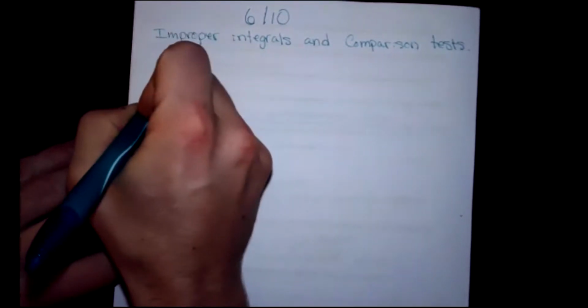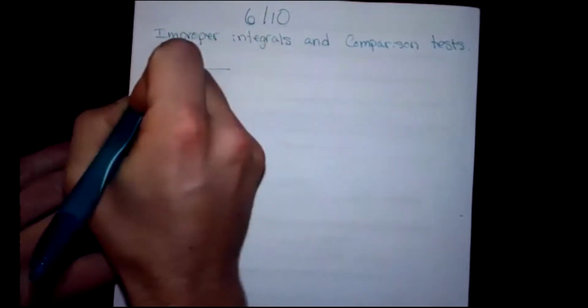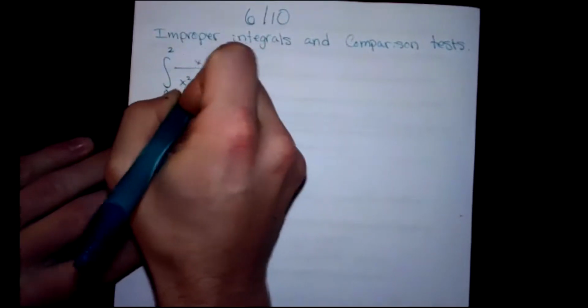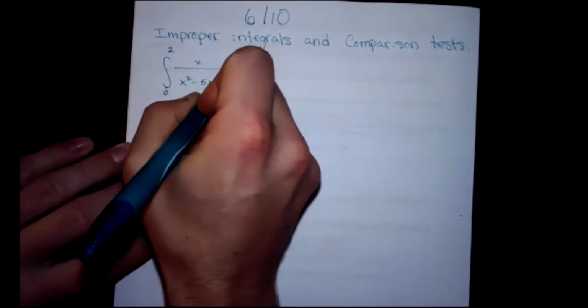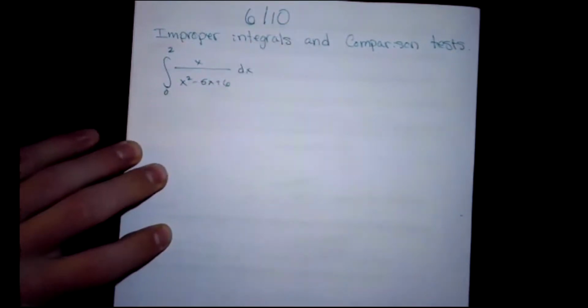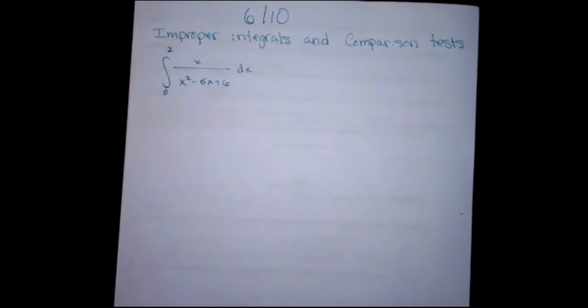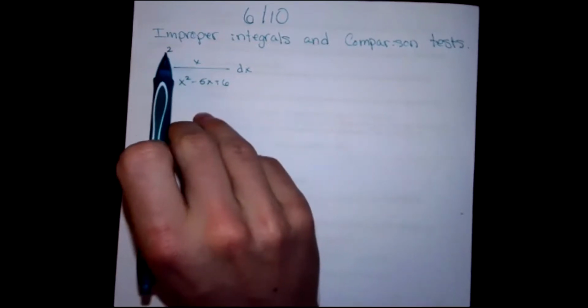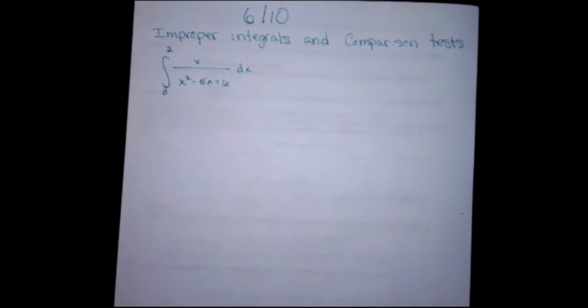So just to warm up, let's finish the example we left off with. We were doing the integral from 0 to 2 of x over x squared minus 5x plus 6 dx. This is a type of integral that might appear on a quiz or exam, and may or may not look improper at the moment. Limits to infinity are a dead giveaway. It's an improper integral.